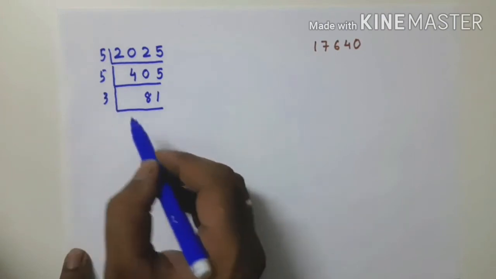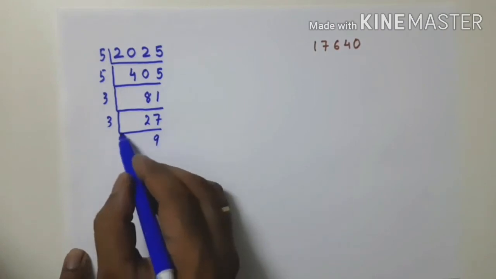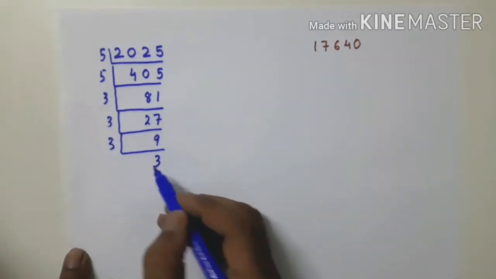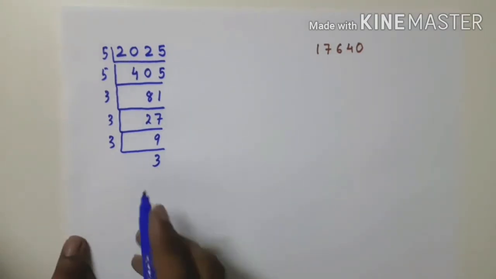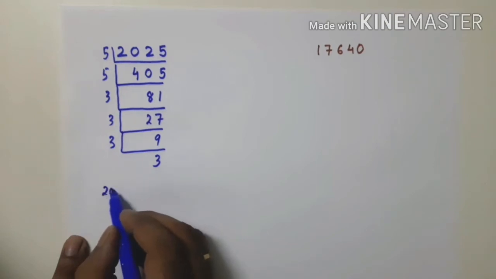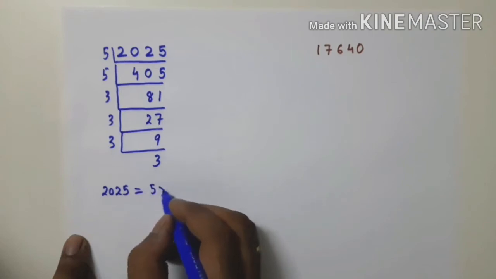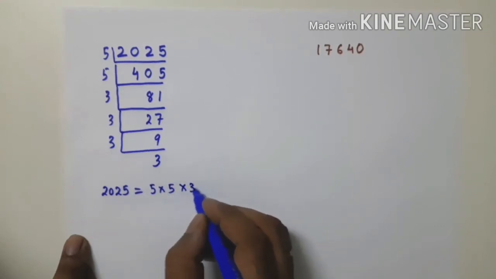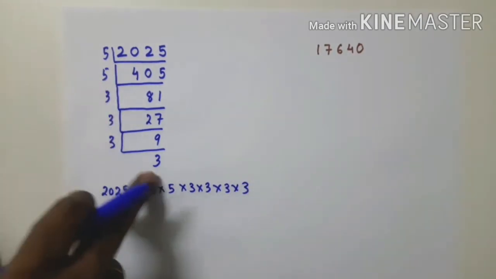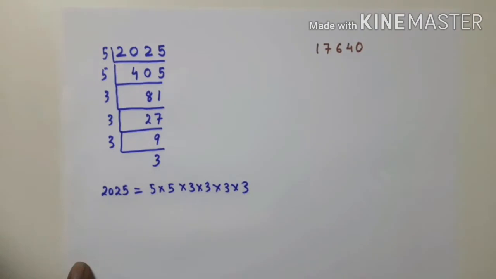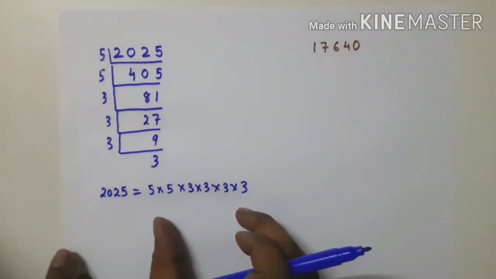Again 3. Again divisible by 3. And again divisible by 3. So as we have reached a prime number, we can stop here. So let's write down the prime factorization of 2025. So 2025 can be written as 5 into 5 into 3 into 3 into 3 into 3. Fine. Now, as we know, after doing the prime factorization, we have to group them in pairs.